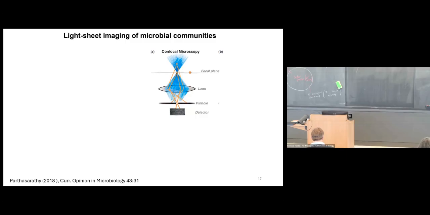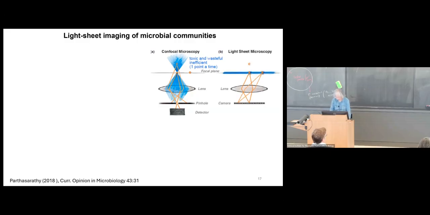The light from A would go through a pinhole, and the other lights are filtered out, and then it gets to the detector. So this process is really toxic because C is not to be imaged, but point C is still exposed, and inefficient in the sense that you only see A, you don't see B. So then there is light sheet microscopy. Instead, they focus the light into a sheet, right? So C is no longer exposed to toxic light, and so then you can look at many points simultaneously.